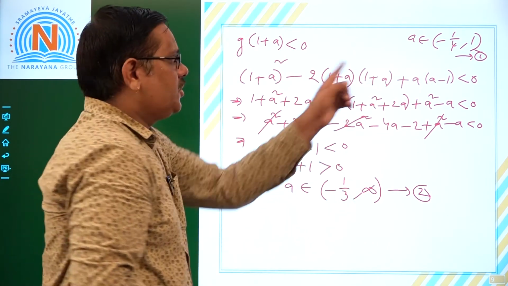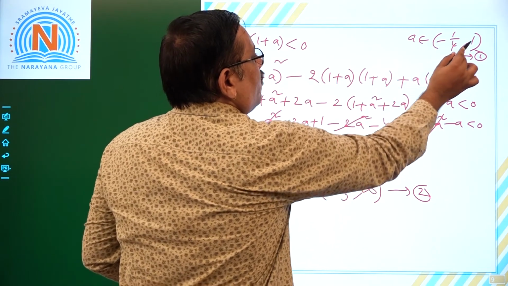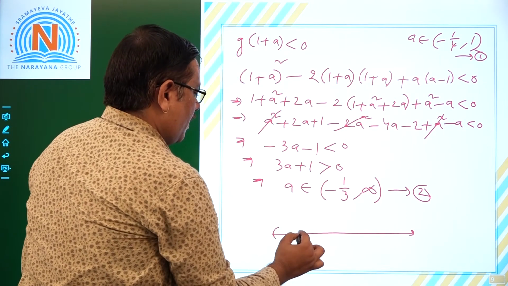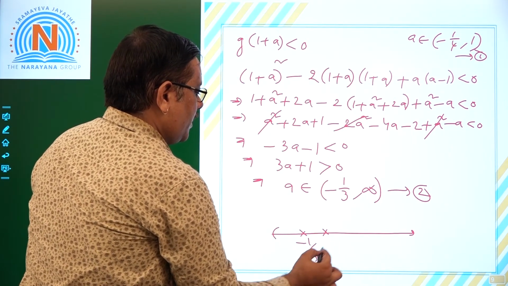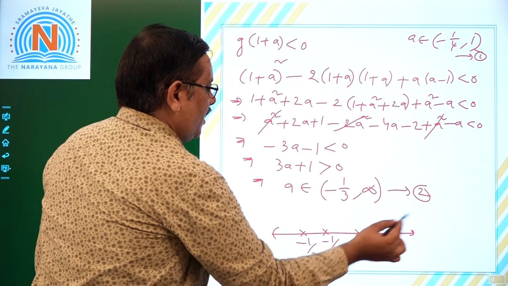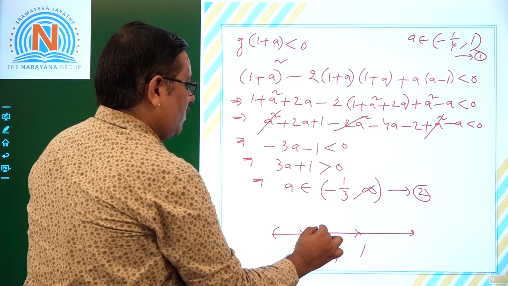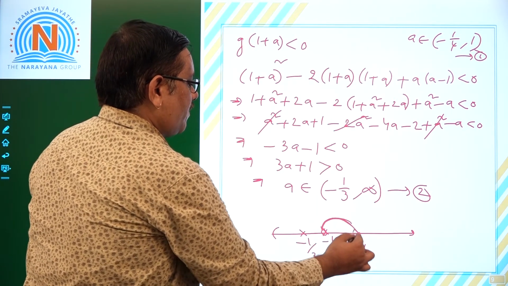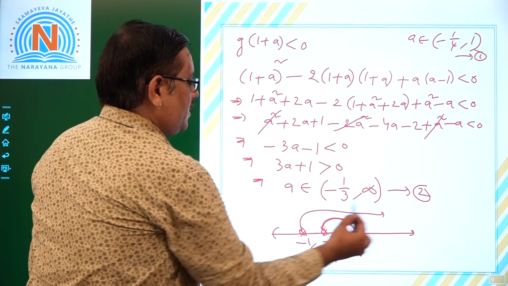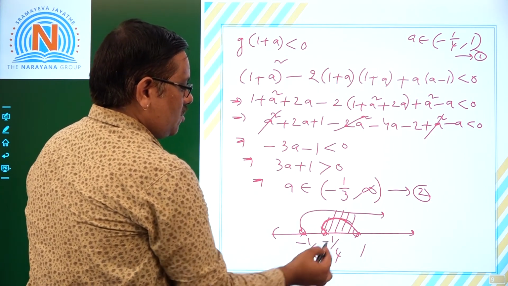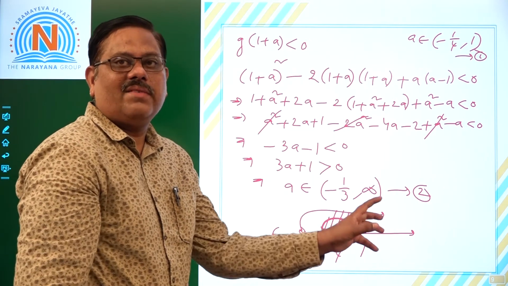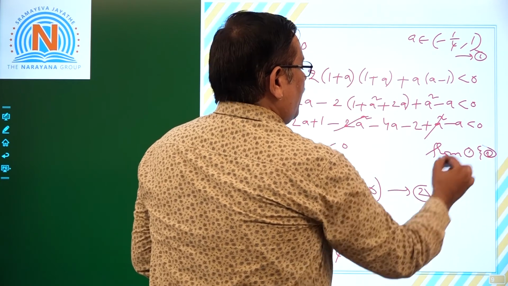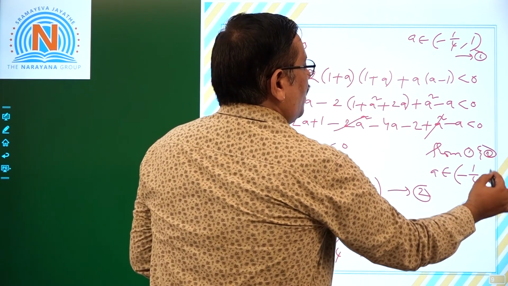If you consider both the conditions, the first condition is a belongs to minus 1 by 4 to 1, and the second condition is a belongs to minus 1 by 3 to infinity. If you plot them on the number line, minus 1 by 3 is here, minus 1 by 4 here, and here we have 1. According to the first, the value lies between these two. Second one, the values of a are like this. So the common region is minus 1 by 4 to 1. Therefore, from 1 and 2, we can conclude that a belongs to minus 1 by 4 to 1.